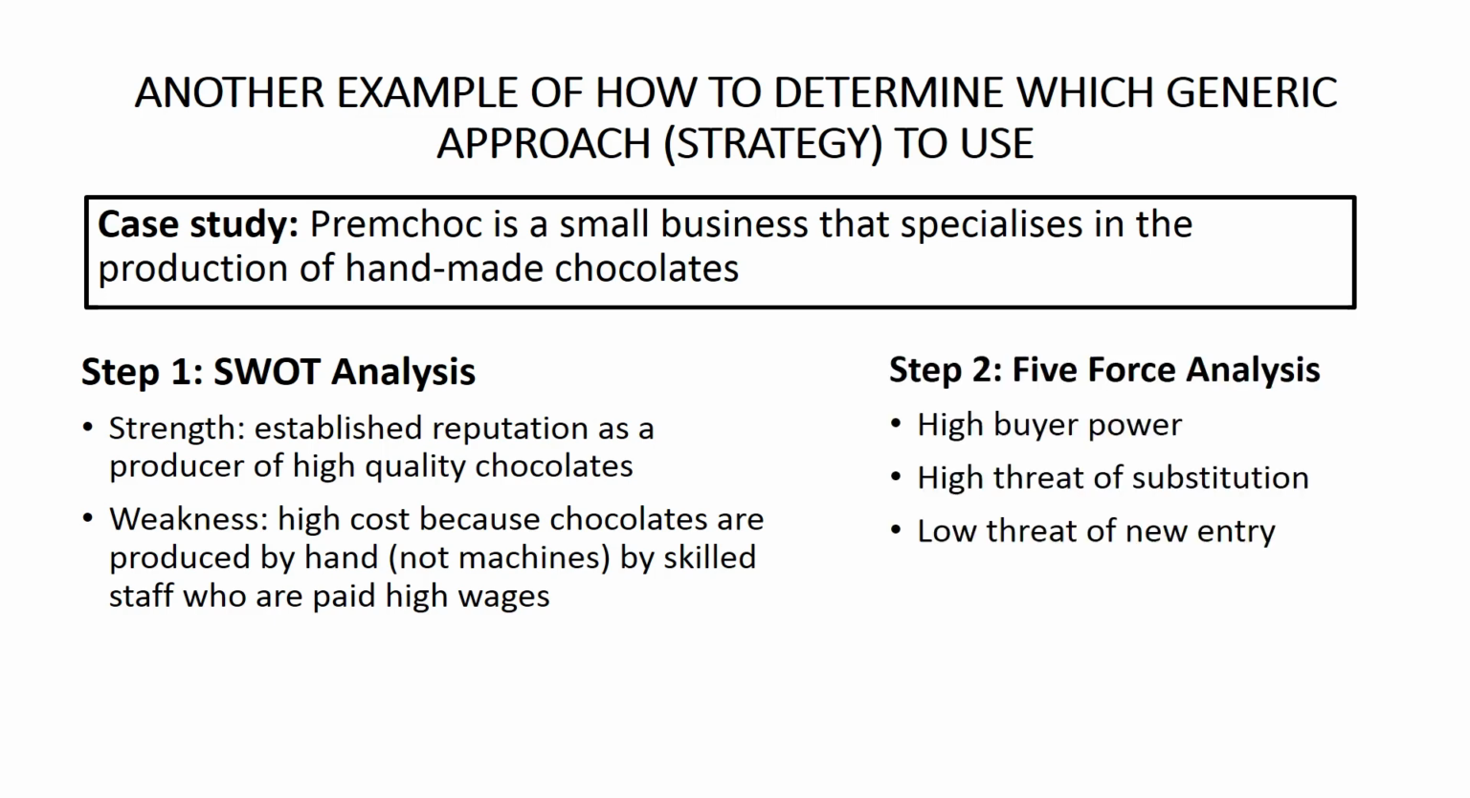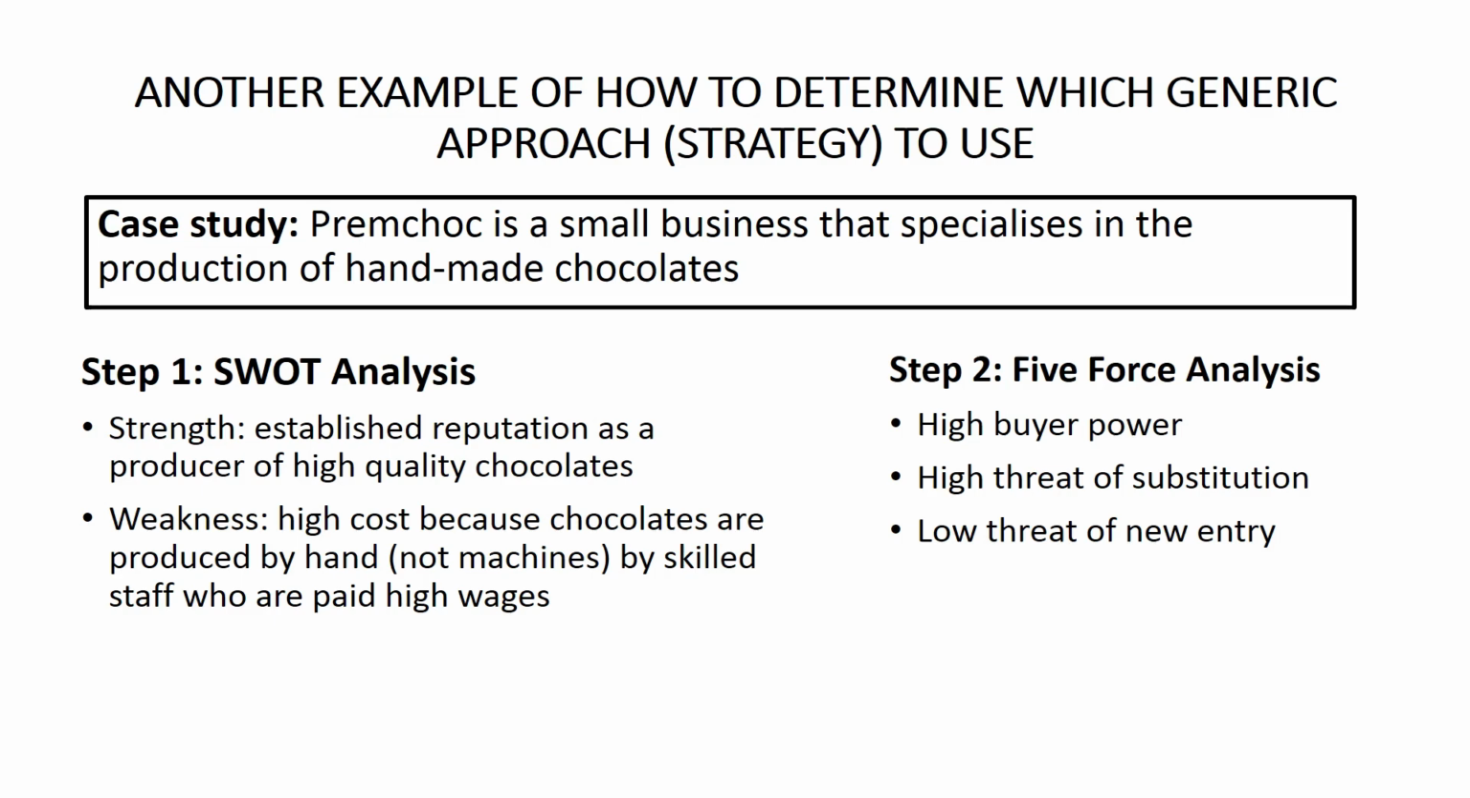Step 2 is to use the 5-force analysis to determine the factors that affect the competitive power of Premchoc. Let's suppose that buyer power and the threat of substitution are high, because customers can easily buy chocolates from other chocolate producers, and because, instead of buying handmade chocolates, customers could switch to buying other luxury sweets like small handmade chocolate eclairs and tarts. These are forces that weaken Premchoc's competitive power.